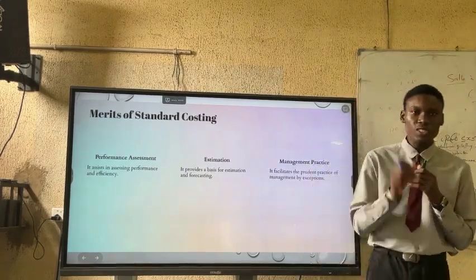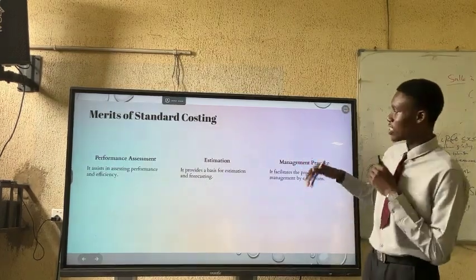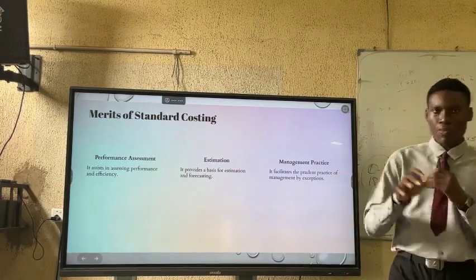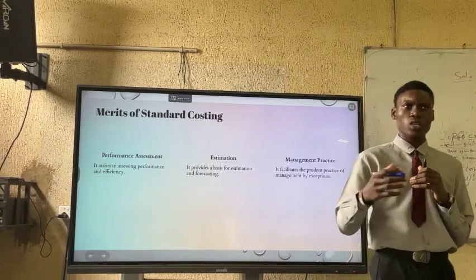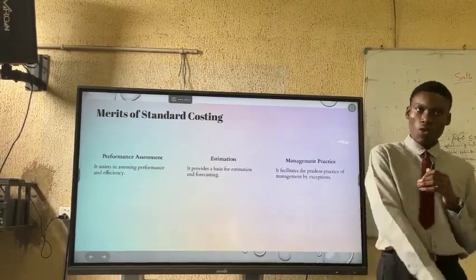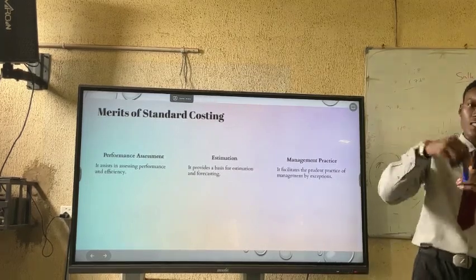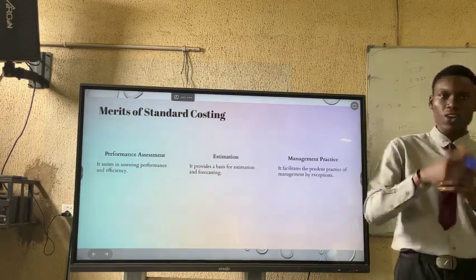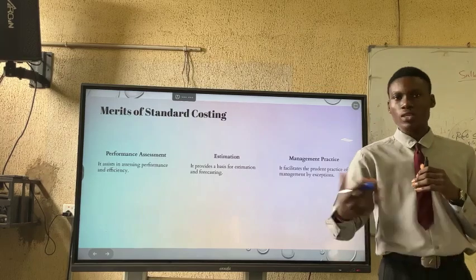Then we can get the midpoint. Do you understand what I'm saying? So now one other merit of standard costing is estimation. It provides a basis for estimation and forecasting. So standard costing helps us to forecast. When we know the price of a product for the present period, we can forecast that same product for the next 2 to 5 years. You understand? Knowing the net present value and estimating maybe depreciation or tax or profit.